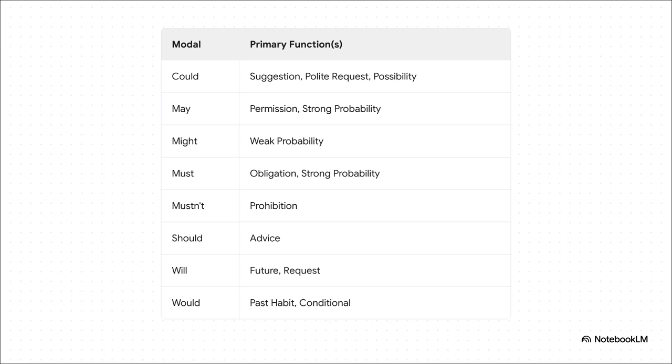Let's just take a second here. You can see how we go from the gentle possibility of could and might to the strong obligation of must, the really firm prohibition of mustn't, and the friendly advice of should. Go ahead and pause here, maybe take a screenshot. This is your quick guide to adding all that flavor to your English.